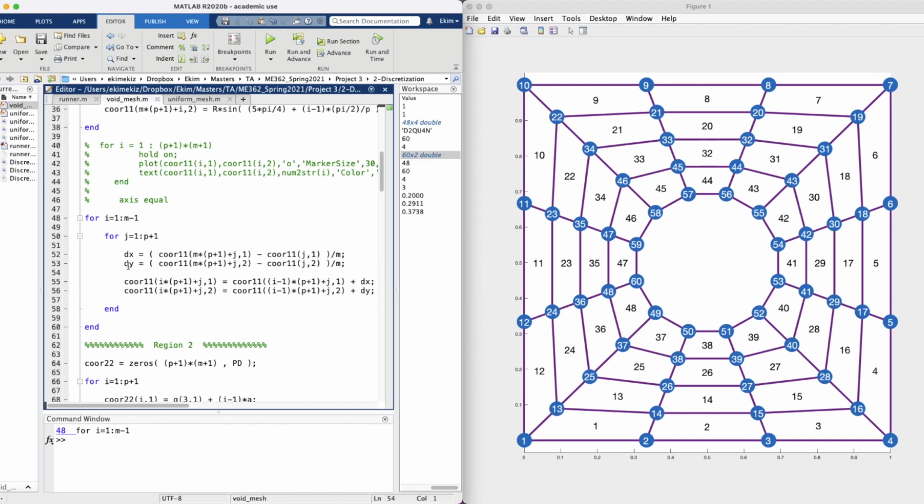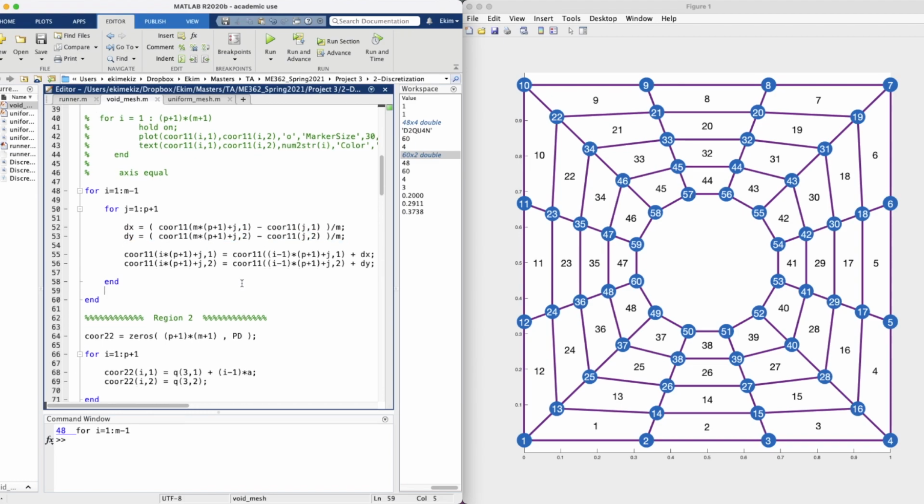So we have the same thing for dy, but for dx, we were looking at the x coordinates. For dy, we are looking at the y coordinates. So this thing brings us to the x coordinate of this node. This thing brings us to the x coordinate of this node. We take their difference and divide it by m. And we do the same thing for the y coordinates on this line. And then what's left to do is find the coordinates in between these two lines using dx and dy.